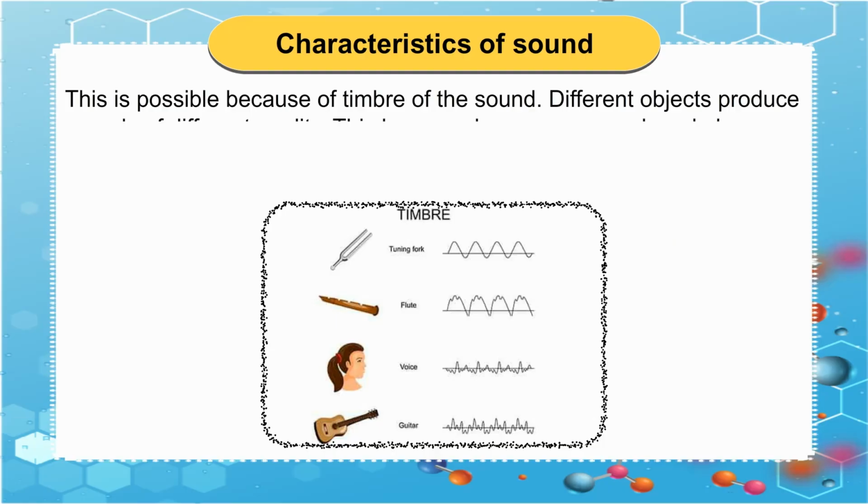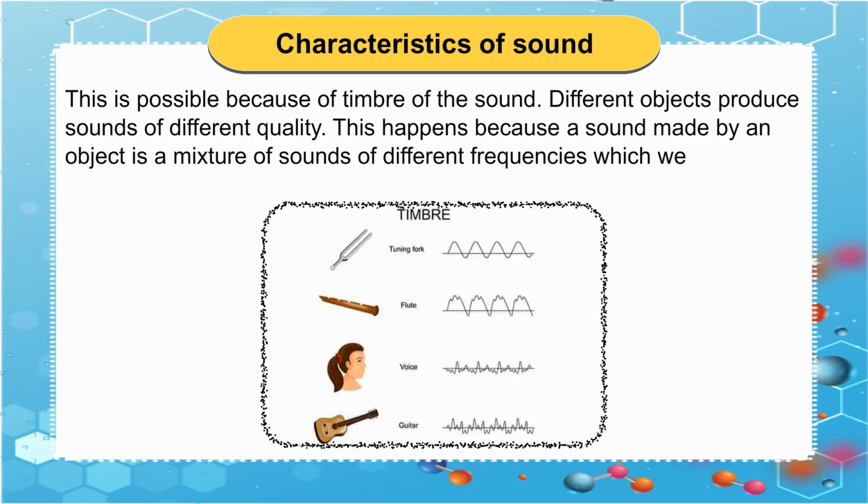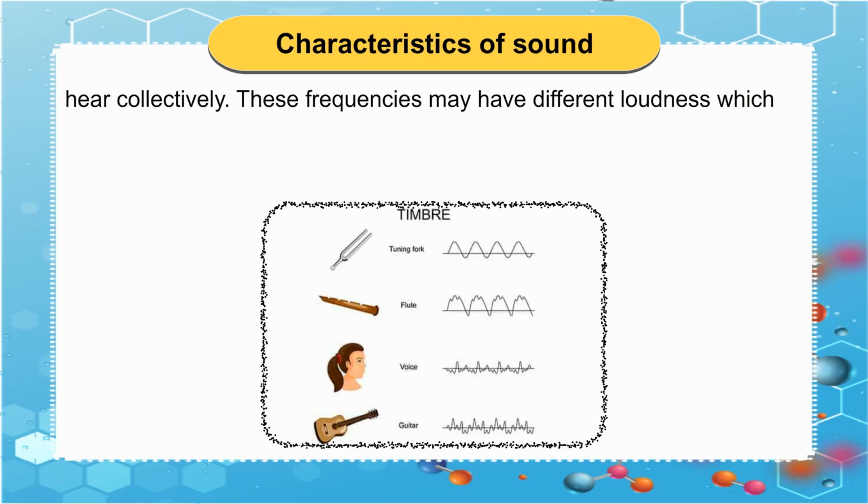Different objects produce sounds of different quality. This happens because a sound made by an object is a mixture of sounds of different frequencies which we hear collectively. These frequencies may have different loudness, which helps us to identify the sounds.